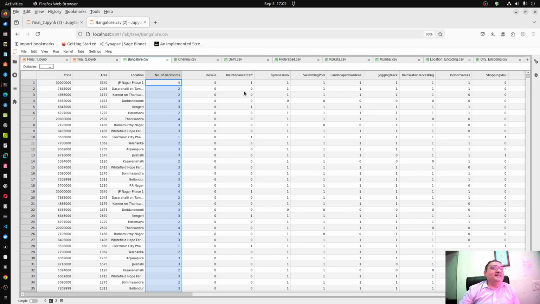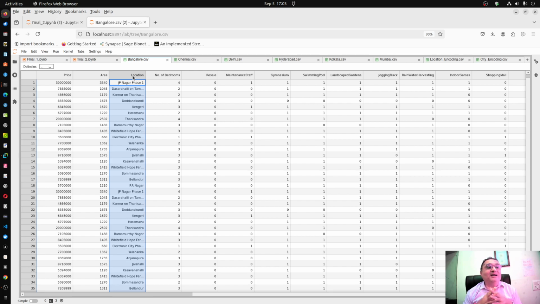Second thing is that the location variable had so many categories. In total, if you consider all six cities, then this location is having more than 800 categories. So even after doing maybe label encoding or other encoding techniques, there would be such a large number of columns that it would be practically not a good model. I mean, it's not possible to build a good model out of that.